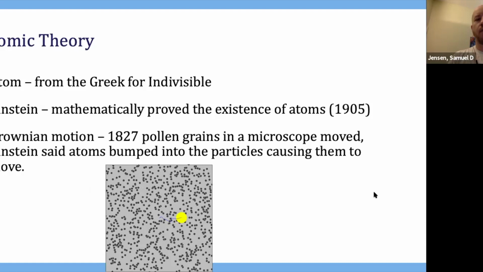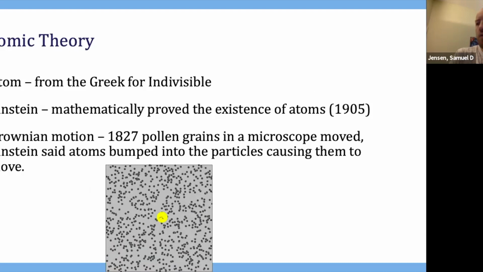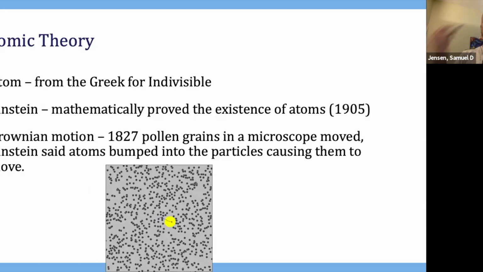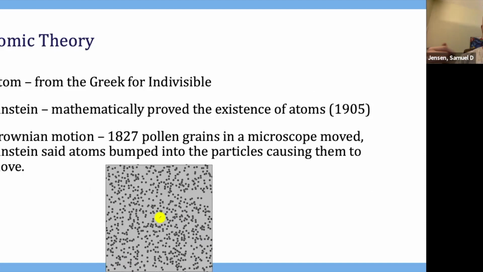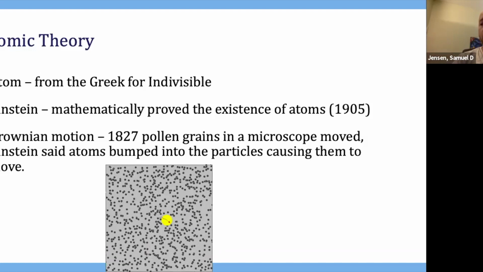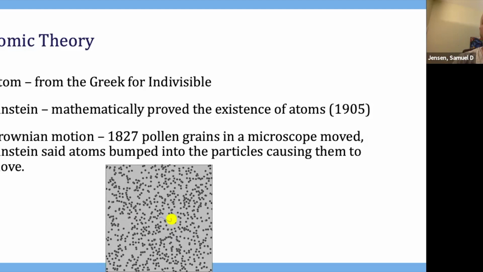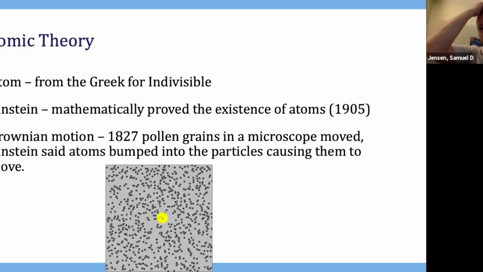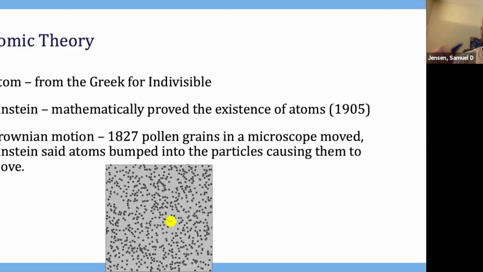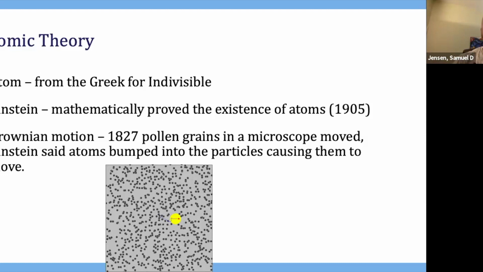All right, what you see on the screen here is a basic understanding that there were elements and atoms. Robert Brown was a botanist, and he was looking under a microscope in 1827 and saw particles of pollen moving around. He didn't really understand what was causing the motion.